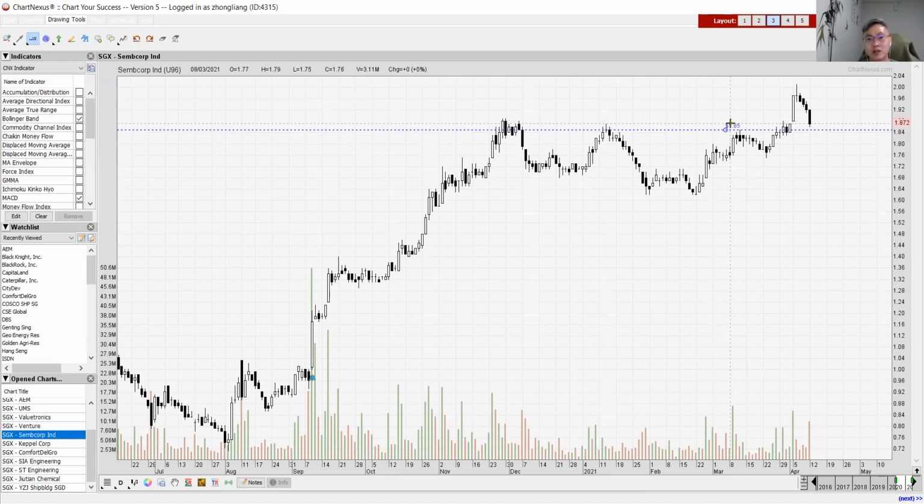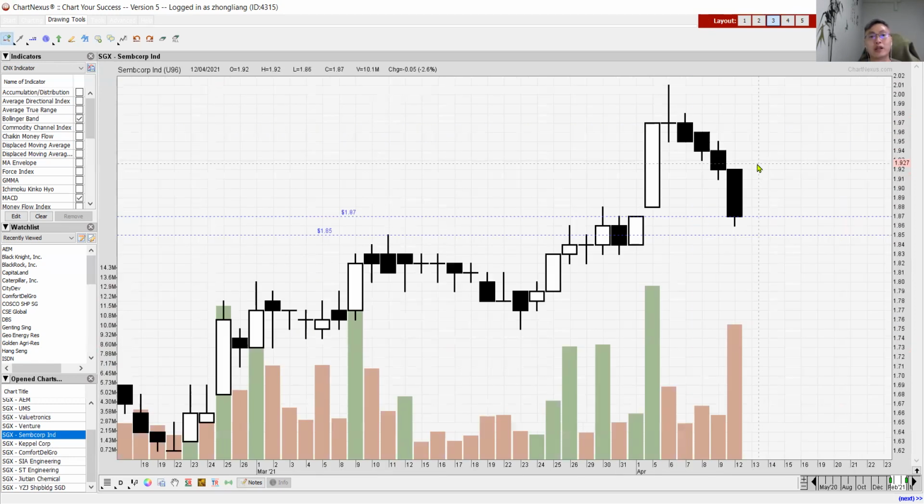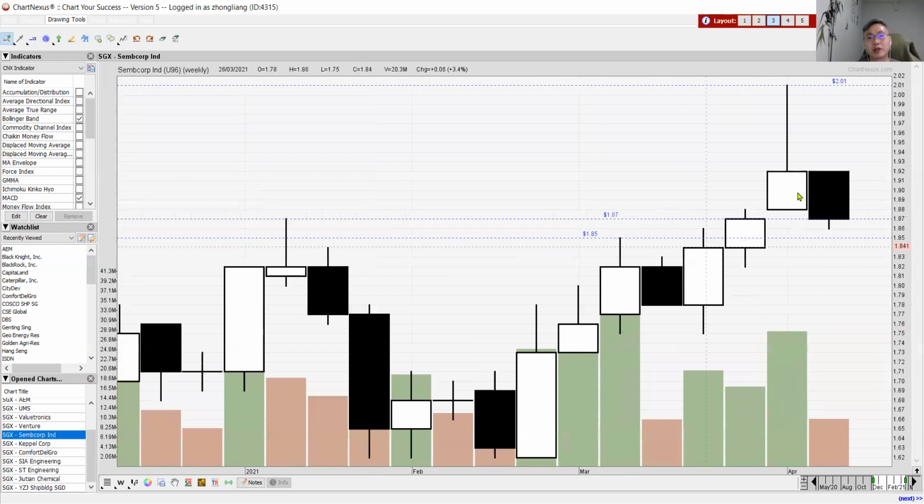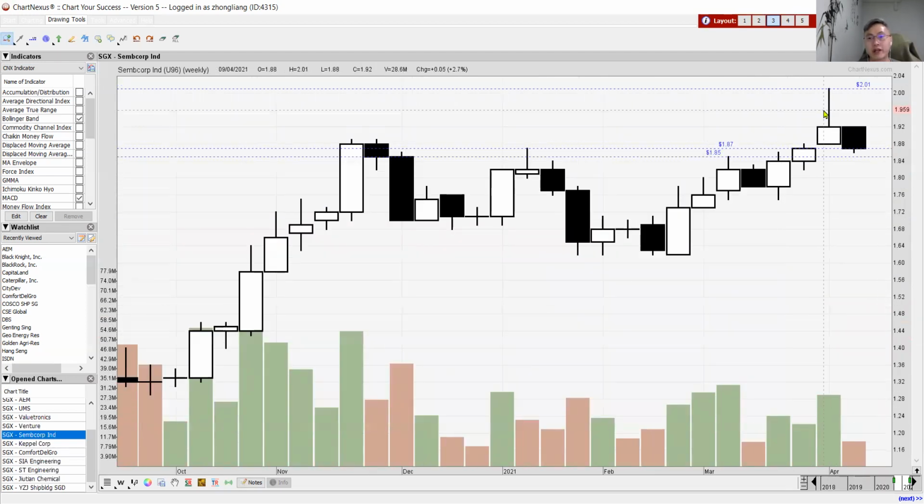This falls into the green energy category, and then we are looking at this support level being tested with extremely high volume. So if tomorrow there's some rebound, let's see whether it can retest this $2 level. It's very crucial for Sembcorp Industries to rebound tomorrow, because if it doesn't rebound, it may confirm this weekly bearish candle where it may start to go down further like this.